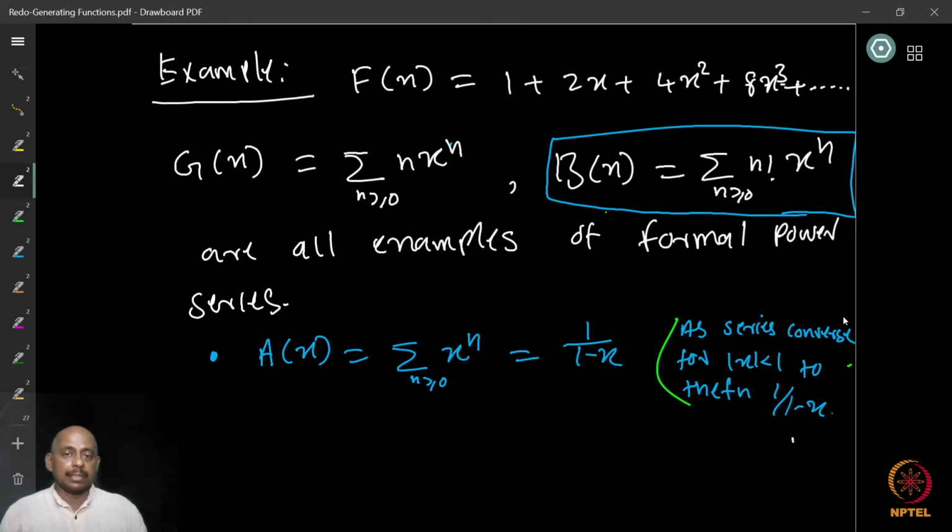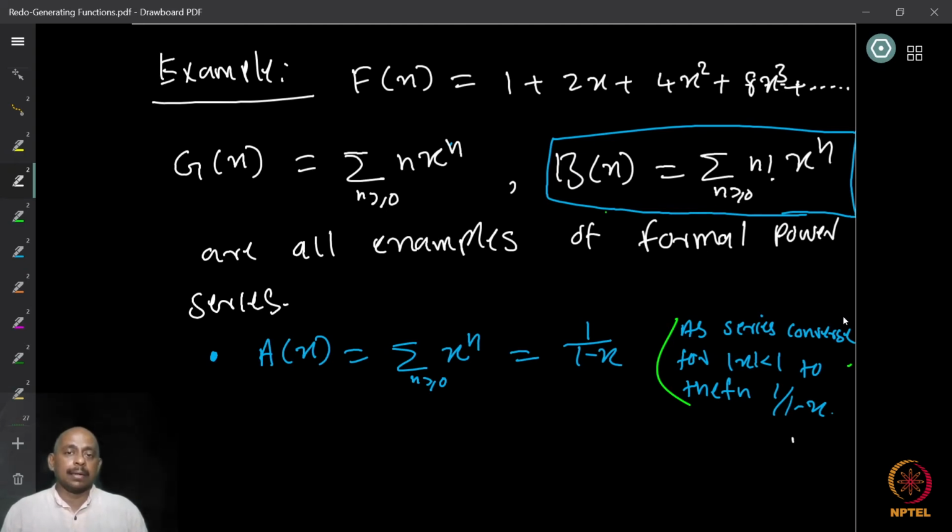Let us look at some examples. Here is the first example, f of x, which is 1 plus 2x plus 4x squared plus 8x cubed, etc. This comes from, let's say, the sequence of the number of binary words of length n, and that will tell you that the function is 1 plus 2x plus 4x squared plus etc., because a string of length n has exactly 2 raised to n possibilities.